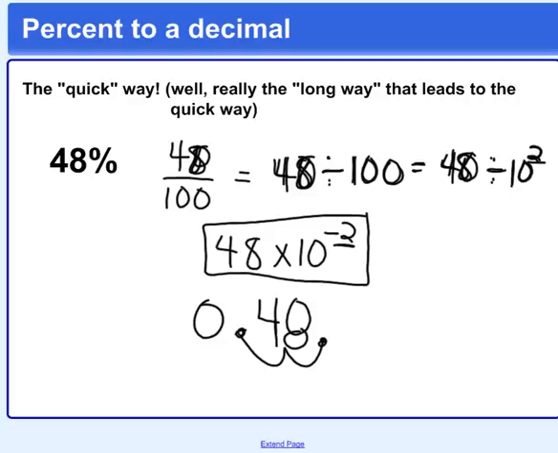So you can take 48%, take where you know the decimal is, move that decimal back 2 places, and you end up with 0.48 as your decimal. So this was a long explanation to follow the rule. To change from a percent to a decimal, you move the decimal 2 places to the left. But what you're actually doing is dividing by 10 to the power of 2.